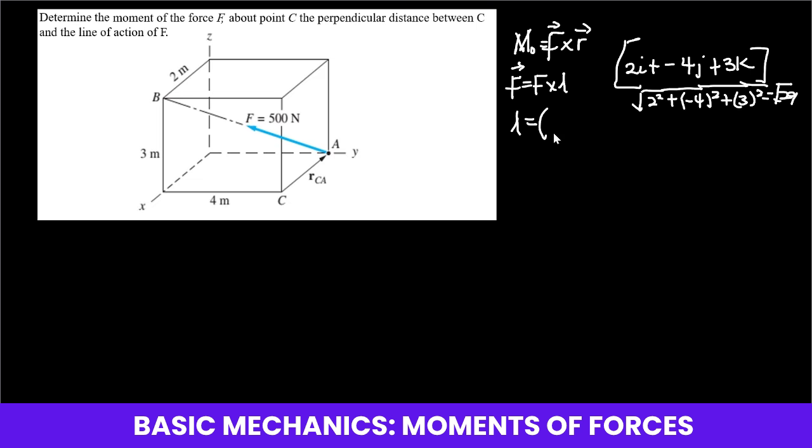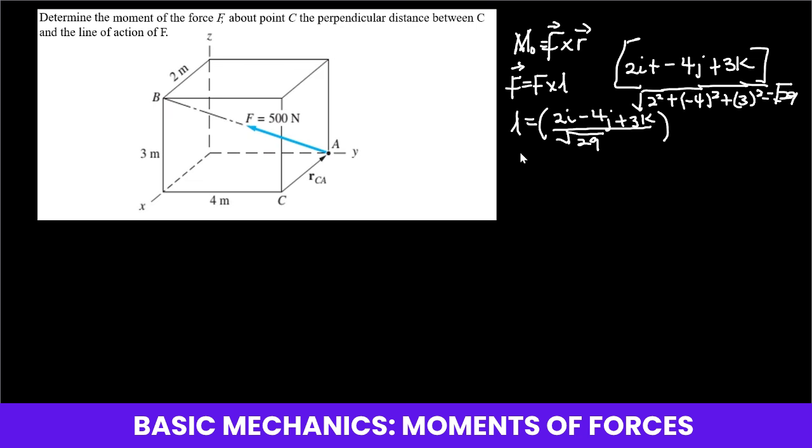So at this point here, we can now group them very well. So we're going to get our 2i minus our 4j plus our 3k divided by the magnitude. That is our square root of 29.